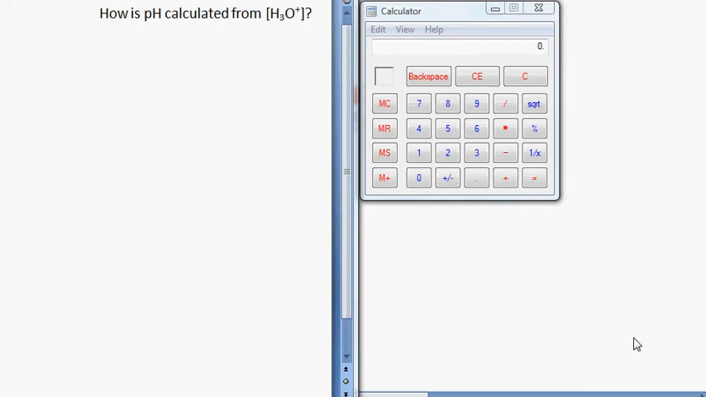This narration is going to explain how to calculate pH when given the hydronium ion concentration. First, let's define pH. pH is equal to the negative log of the hydronium ion concentration. If you're not familiar with log, this is log base 10.